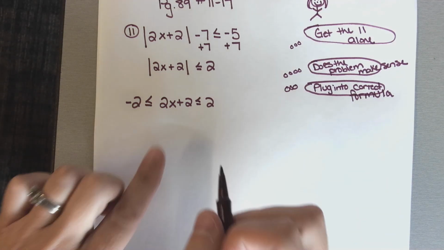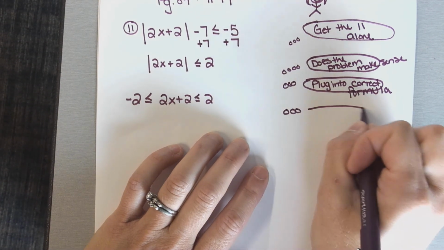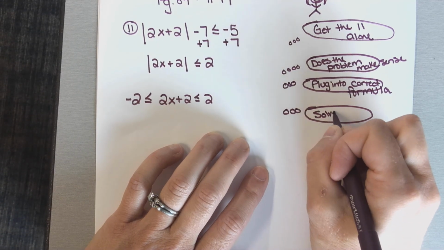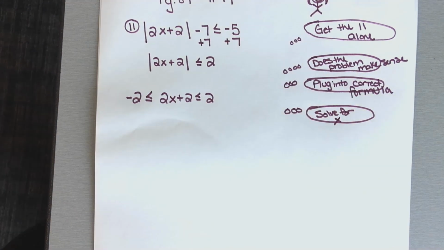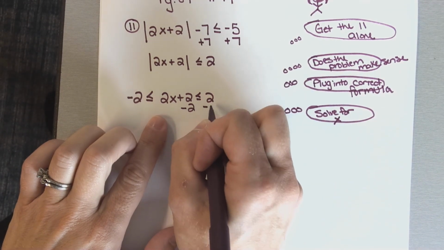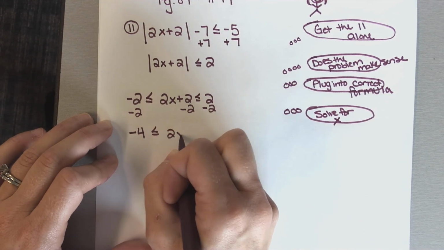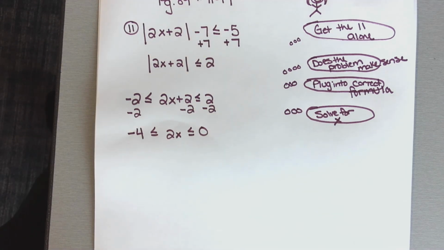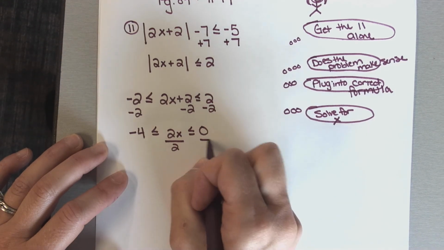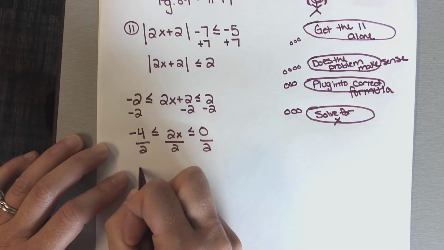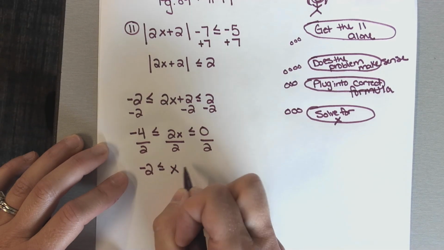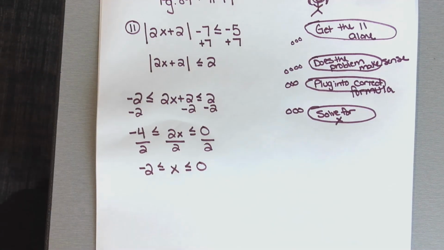Alright, let's start solving. So now Miss Vessel over here is thinking solve for x. And I'm thinking also, be careful because there are 3 sides. I heard somebody say subtract 2. Yup. Let's do that. Negative 4 is less than or equal to 2x is less than or equal to 0. Am I solved? No. Let's keep going. Divide by 2. Negative 2 is less than or equal to x is less than or equal to 0. Now am I solved? Yes.